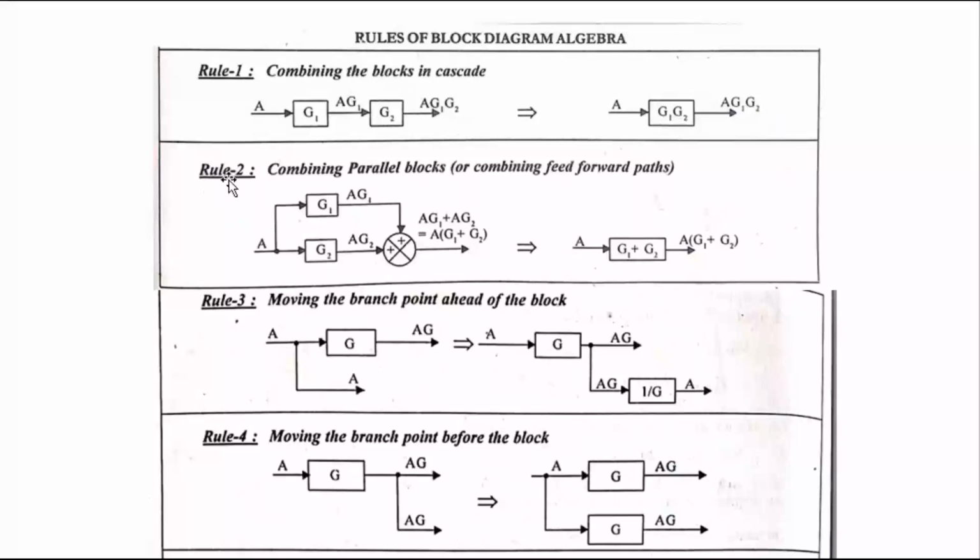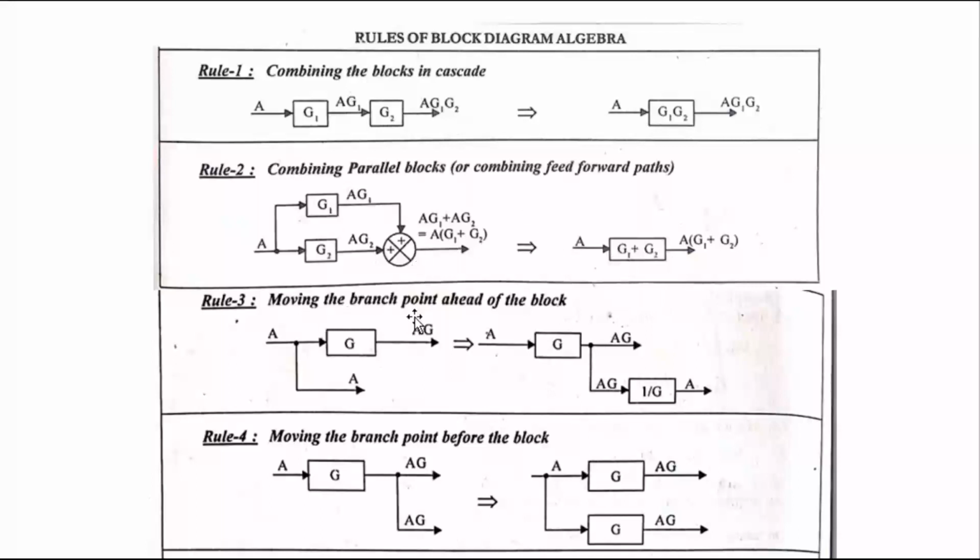Then the second rule, combining blocks in parallel. The starting point is a branch point, and the two arrows enter into a summing point. That is a parallel block. To simplify, just add these two blocks. That is the simplification, G1 plus G2.